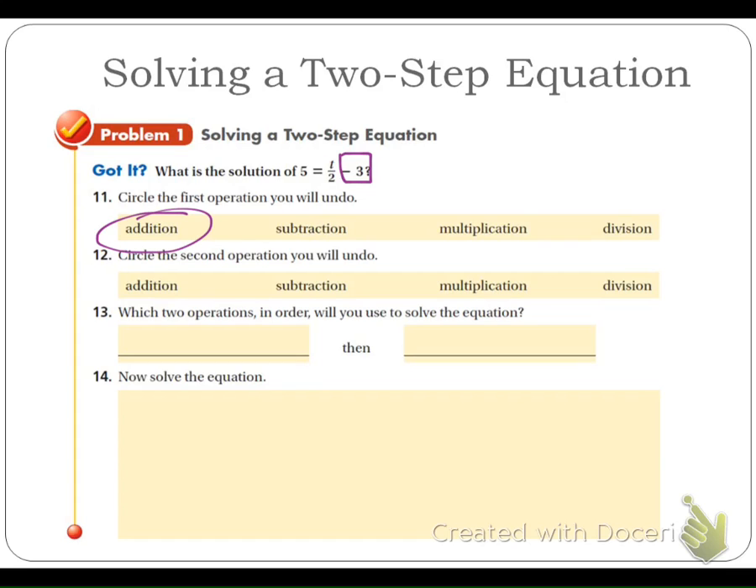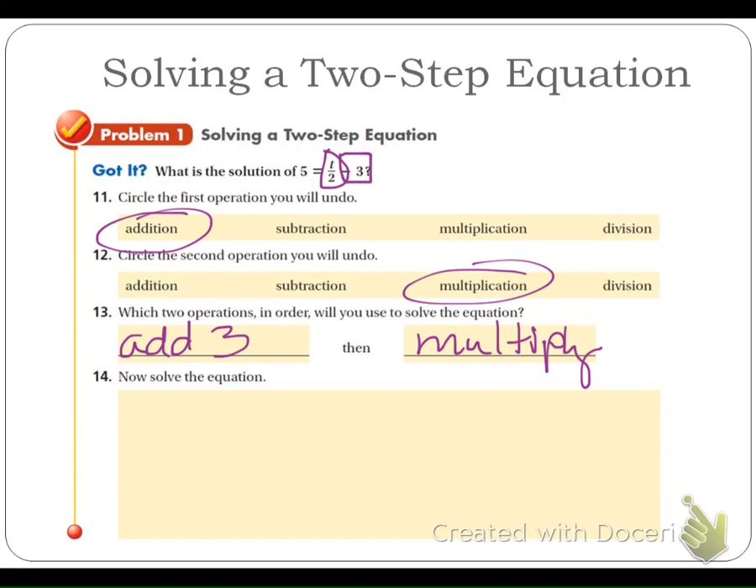The second operation, we would have to isolate the variable from its coefficient. The 2 is under our t, so we would have to move it up and multiply. So our two operations that we would have to apply in order to solve this equation is we would have to add 3 and then multiply 2.